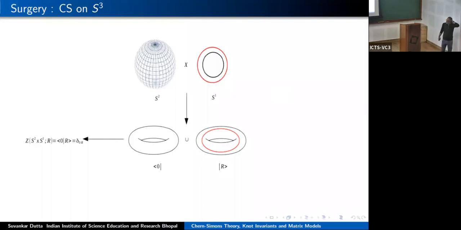Now suppose we want to understand how to get the expectation value of this Wilson loop in S3. This one was for S2 cross S1. Now let's see, how do we get S3?